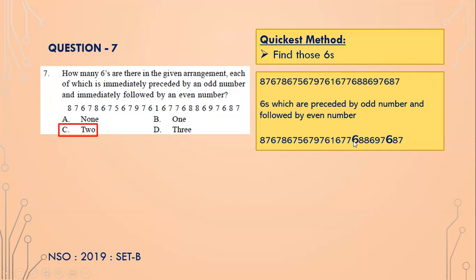This 6 is preceded by an odd number. Preceded is the number just before this number. So 7 is an odd number and followed by an even number. 8 is an even number. Similarly, this 6 is preceded by an odd number. 7 is an odd number. Followed by an even number. 8 is an even number. So only two sixes are there.